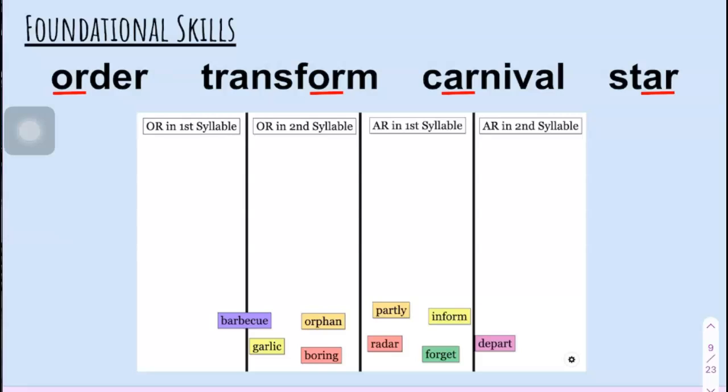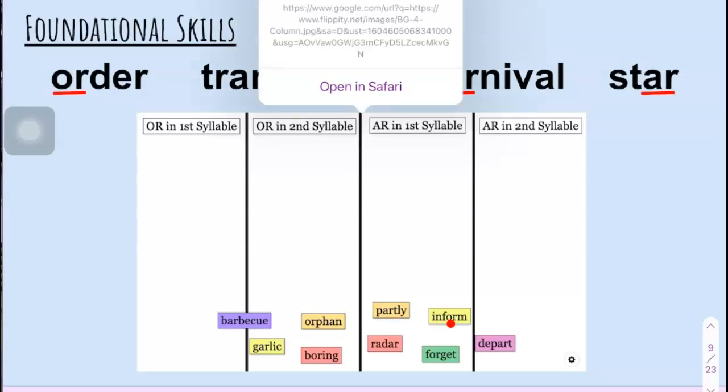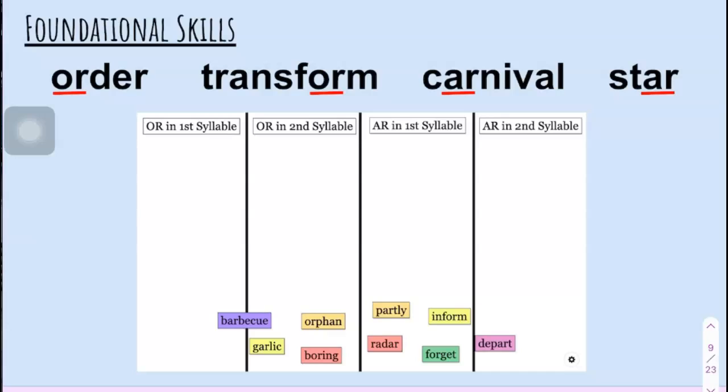Let me read the words for you. Barbecue, orphan, partly, inform, garlic, boring, radar, forget, depart. When we're finished with the video, you'll go back and do the Flippity. And you're going to send a screenshot of it to Mrs. Goshert.